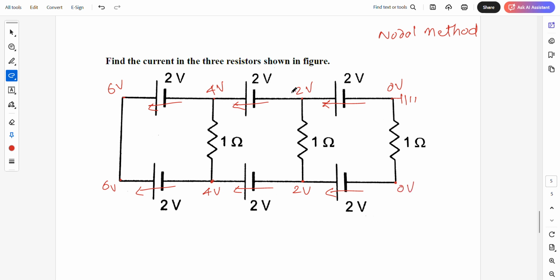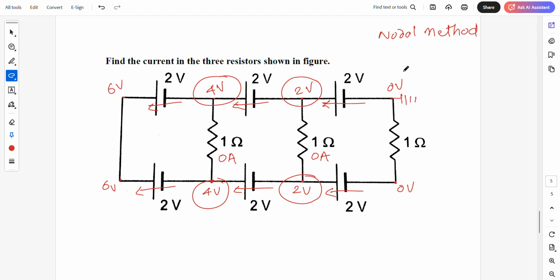Now see the potentials here. Here 2 volts, here 2 volts. Then what is the current flowing here? 0 amperes of current will flow in this resistor. See the potential here, 4 volts, and here how much? 4 volts. What is the current flowing? 0 amperes of current will be flowing.